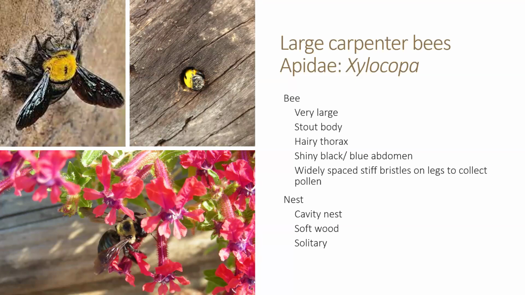So usually on the thorax, it's going to be very hairy. It may be more yellow, it may be black. So hairy thorax, kind of smooth on the abdomen, and it's going to be shiny. These are going to have bristles on their back legs that they will use to collect and carry the pollen. And these are going to be cavity nesters. They will create their cavity in the wood.